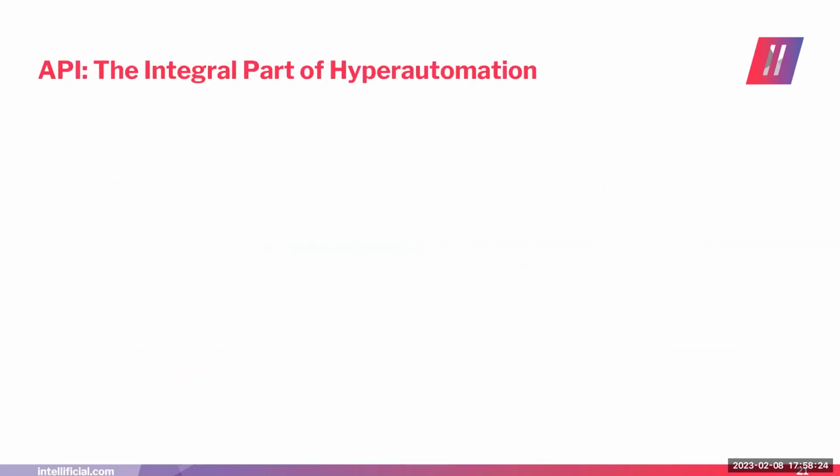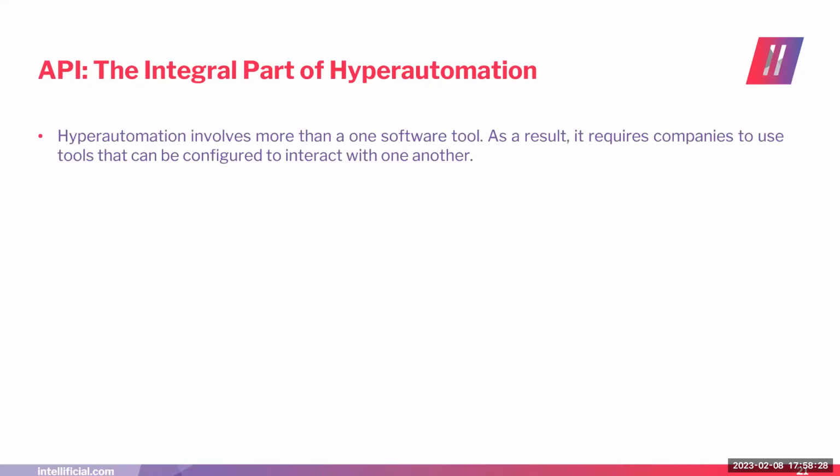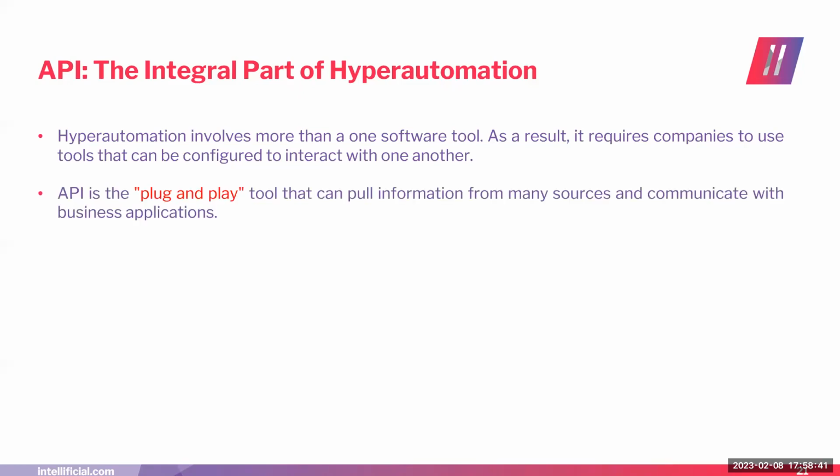So the fundamental behind hyperautomation is API. Hyperautomation involves more than one software tool. As a result, it requires companies to use tools that can be configured to interact with one another. There is one downside of hyperautomation, that it can't be used for any legacy application. For example, if you are using AS400 IBM software or any mainframe application which doesn't have API functionalities, hyperautomation cannot be an option for it.